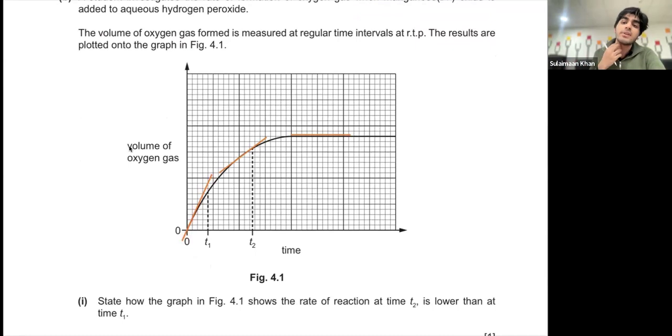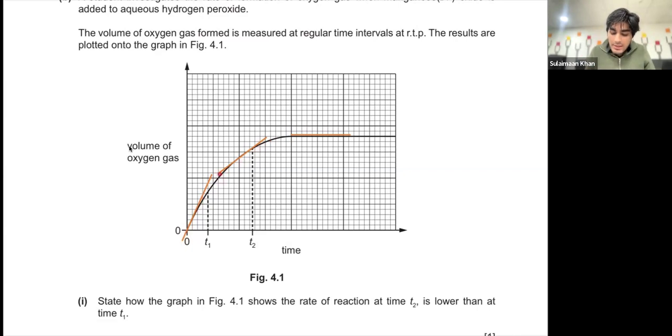Why is initially the rate of reaction maximum? Because you have maximum amount of reactants, which means there will be more concentration of reactant particles, and more concentration of reactant particles would mean there will be more frequent collisions, and more frequent collisions mean that the total effective collisions will increase and the rate of reaction would increase. So initially you have maximum rate of reaction.